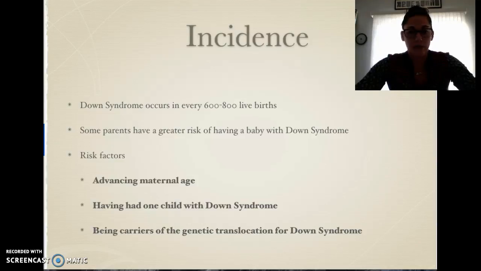At age 35, the risk of conceiving a child with Down syndrome is 1 in 400, and by the age of 45, it's 1 in 35. Having had one child with Down syndrome already: a woman that already has a child with Down syndrome has about a 1% chance of having another child with Down syndrome. And being carriers of the genetic translocation for Down syndrome, both men and women can pass that genetic form.